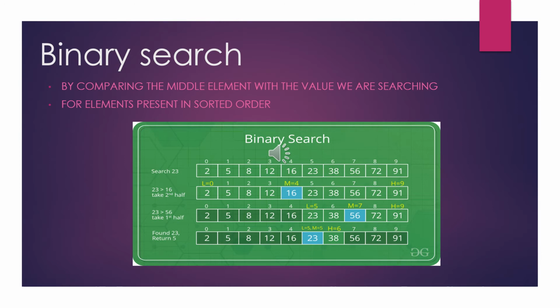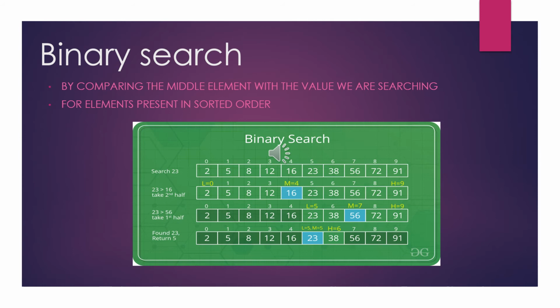So let us see this. Here L and H are low and high. These are the index values. So L is 0 and H is 9. We have to find the middle index. How will we find it? We just add 0 plus 9, divide by 2, and take the floor value. So we will get 4. And we will see what value is present at index 4. It is 16. But the value we are looking for is 23.